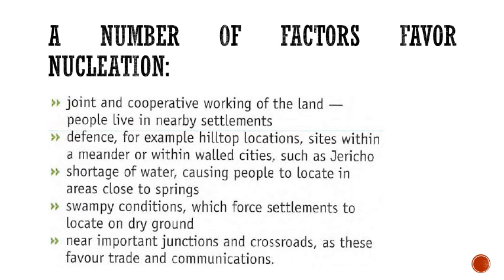A number of factors favor nucleation. Joint and cooperative working of the land. People live in nearby settlements. Defense, for example, hilltop location, sites within a meander, or within walled cities such as Jericho. Shortage of water causing people to locate in areas close to springs. Swampy conditions, which force settlements to locate on dry ground, near important junctions and crossroads, as these favor trade and communication.